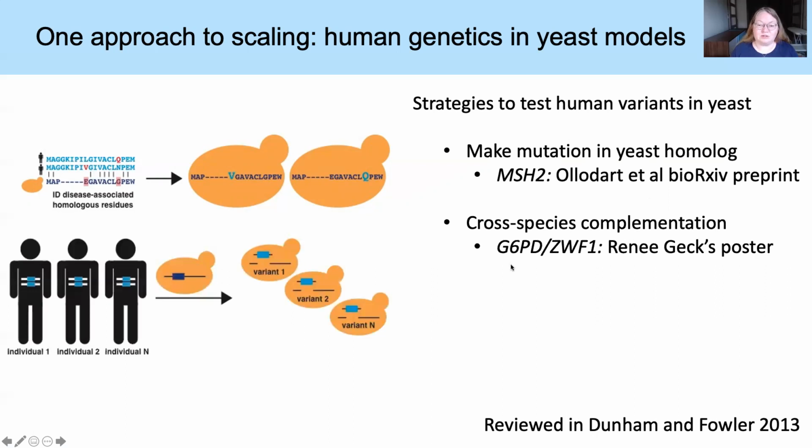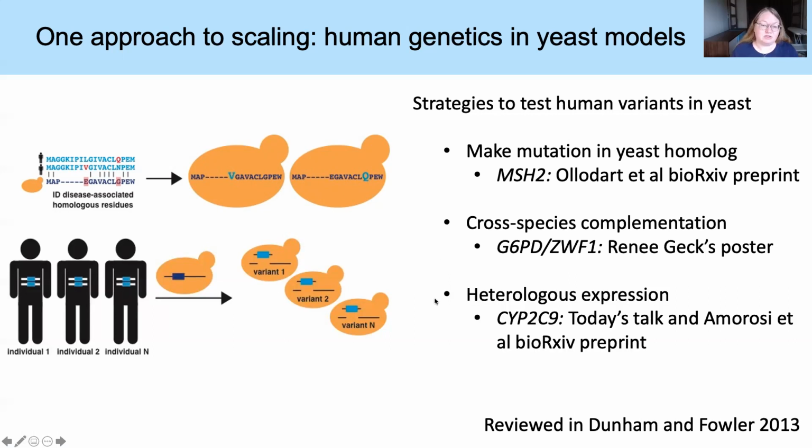You can also use cross-species complementation, where homology goes even one step further to functional homology, where you can take the human gene, replace the knocked out yeast gene, and maintain its function in the yeast cell. And then you can make your mutations right in the human gene. If you're interested in learning more about this approach, Renee Geck in my lab has a poster about using this to assay G6PD mutations, glucose 6-phosphate dehydrogenase, which is another important pharmacogene.